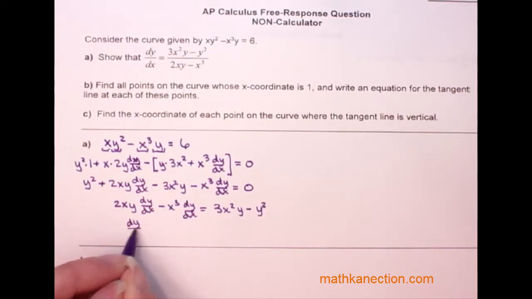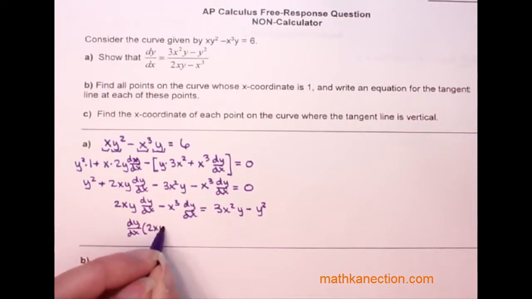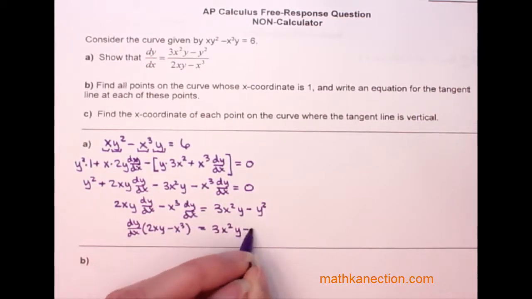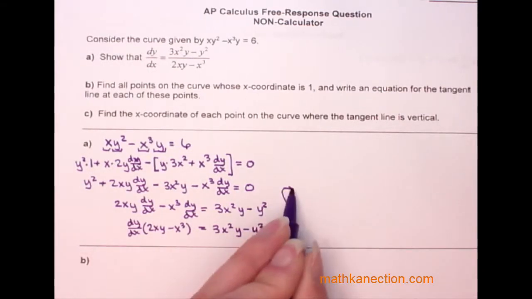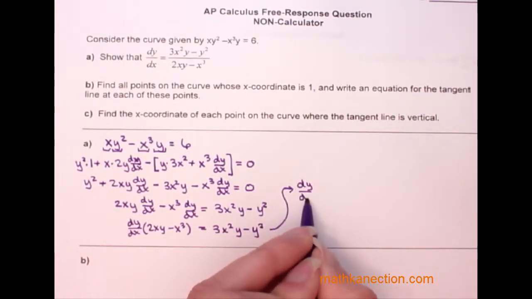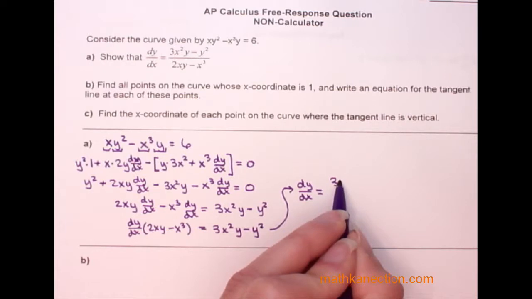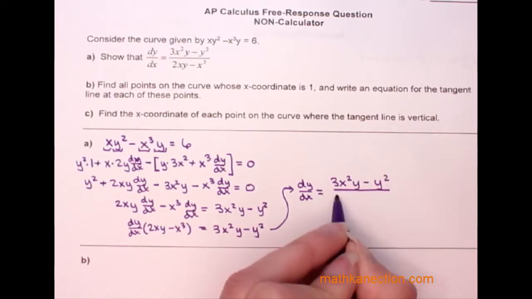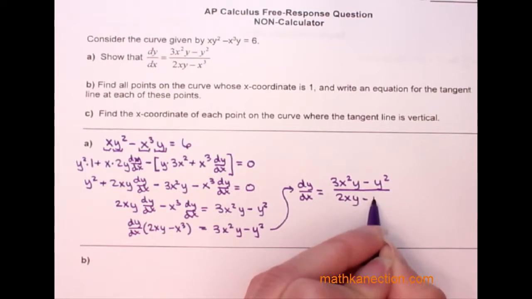Then factoring out dy/dx, we're left with 2xy minus x cubed is equal to 3x squared y minus y squared. Then dividing both sides to get dy/dx by itself, we get 3x squared y minus y squared all over 2xy minus x cubed.